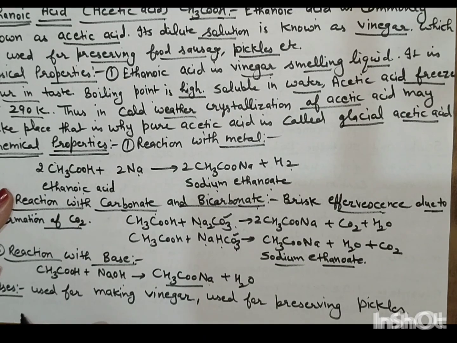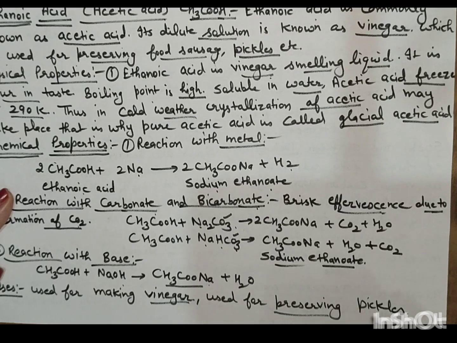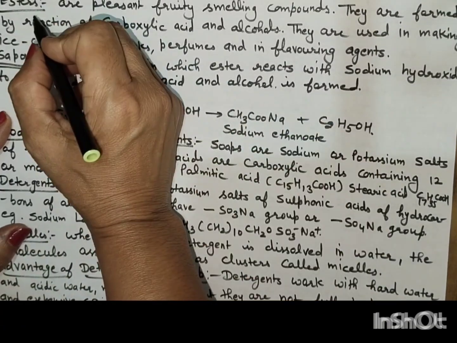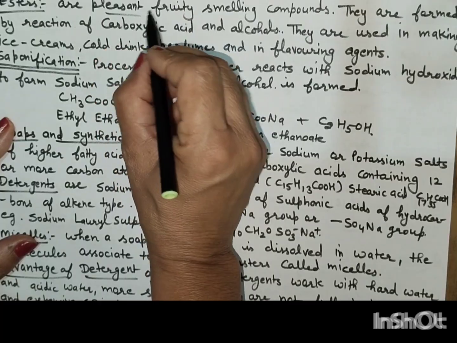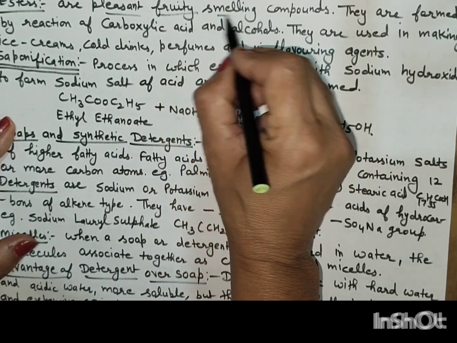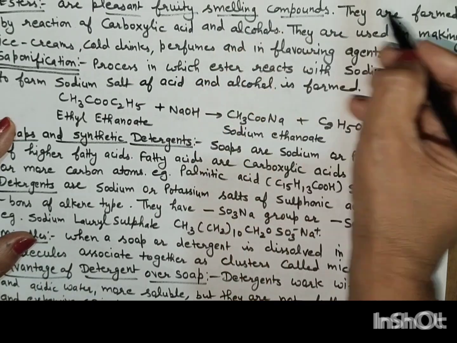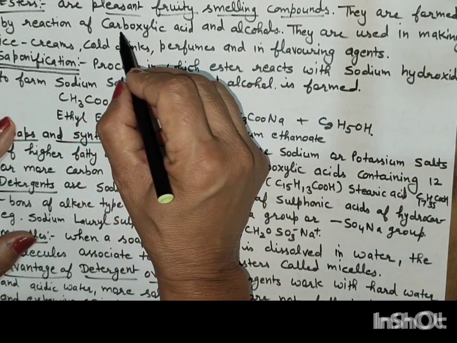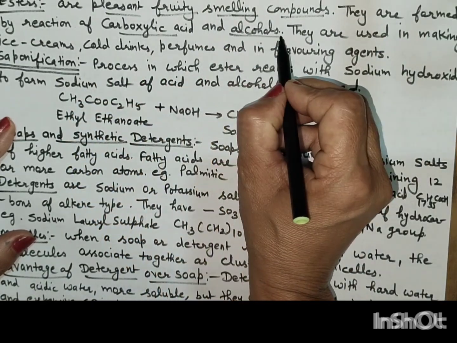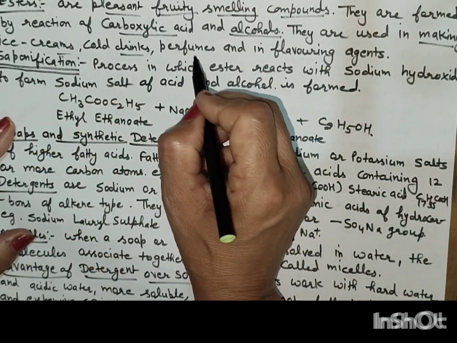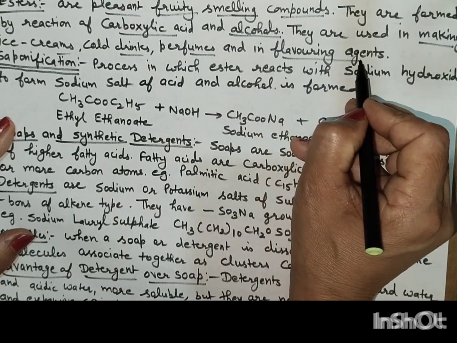What is the use of ethanoic acid? It is used for making vinegar and for preserving pickles. Now, what are esters? Esters are pleasant, fruity smelling compounds. They produce the fruit smell. They are formed by the reaction of a carboxylic acid and an alcohol. They are used in making ice creams, cold drinks, perfumes and flavoring agents.